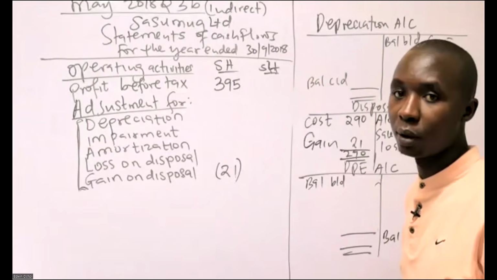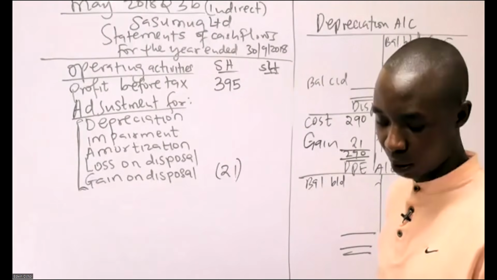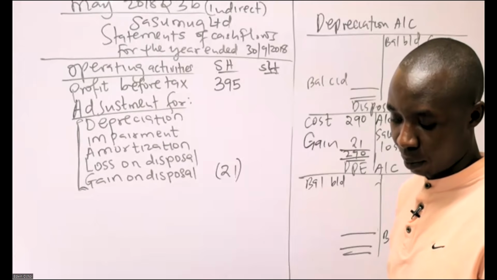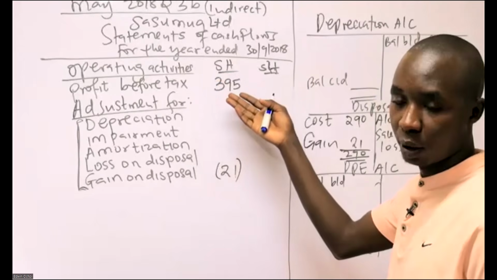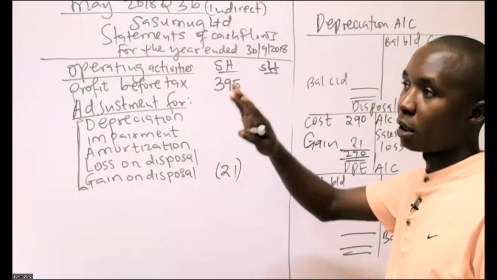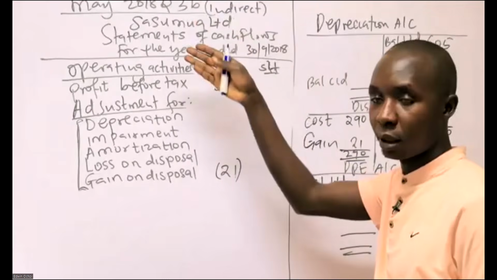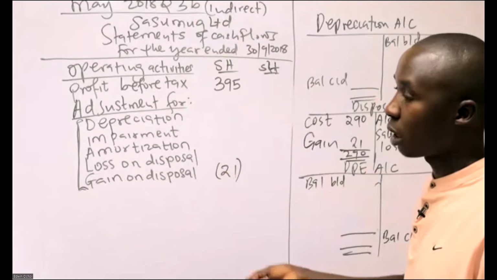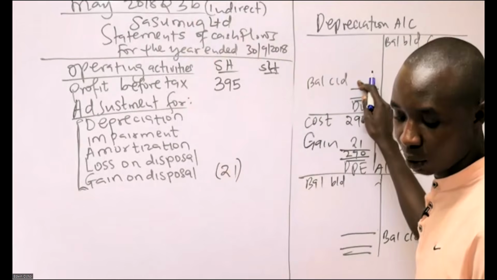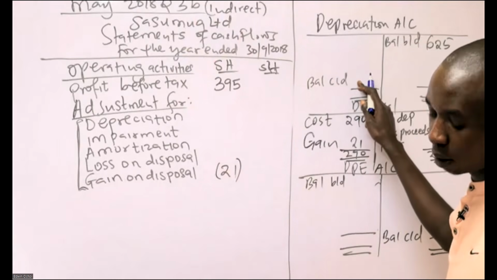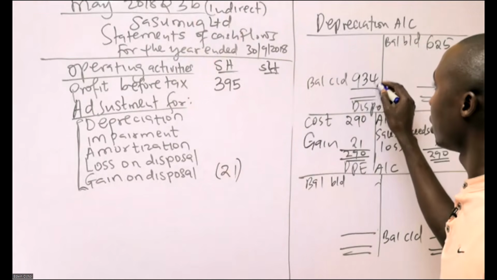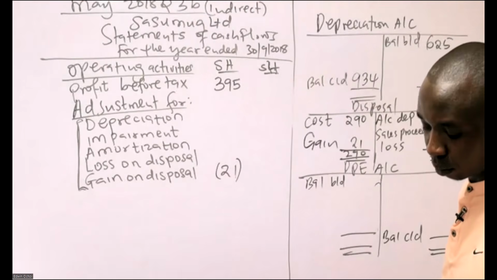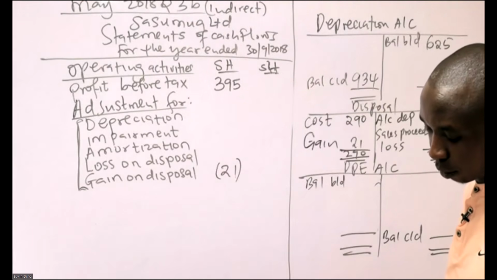So when I mentioned something concerning 2017, you would know that I mean the balances brought down. Those balances from 2017 would be my balances brought down. Then the one as at the end of 2018 would be balances carried down. So the balance carried down here, according to the question, is 934.